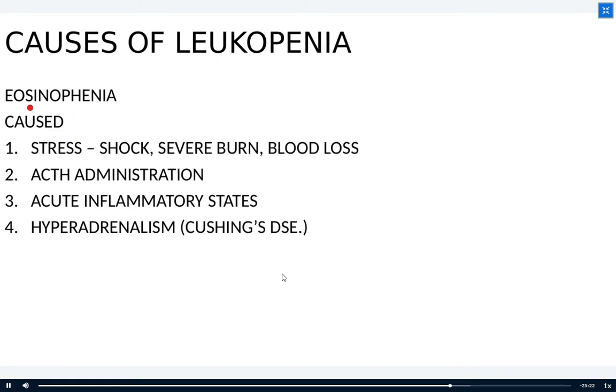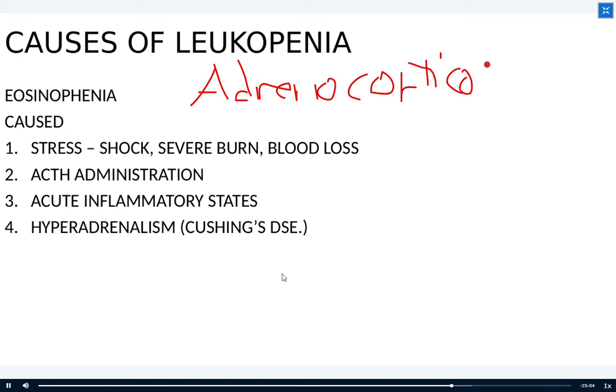Then we also have your eosinopenia, wherein stress, shock, severe burn, blood loss would cause a decrease. Then we also have your ACTH, or your adrenocorticotropic hormone administration. So your ACTH would cause decreased eosinophils, acute inflammatory states, and hyperadrenalism, or also known as your Cushing's disease.